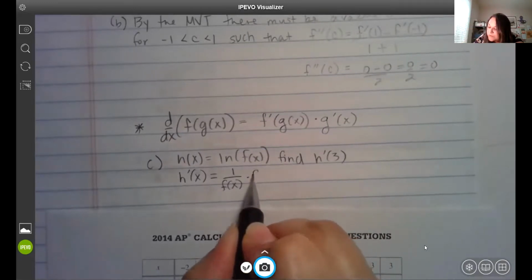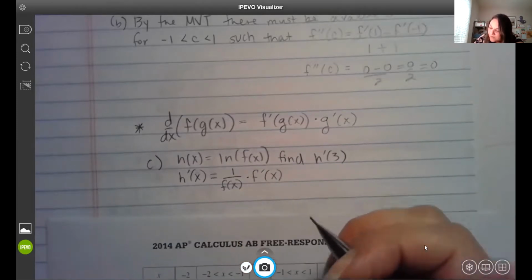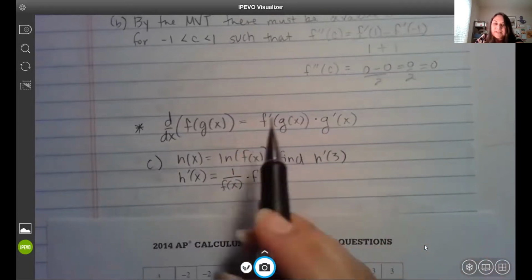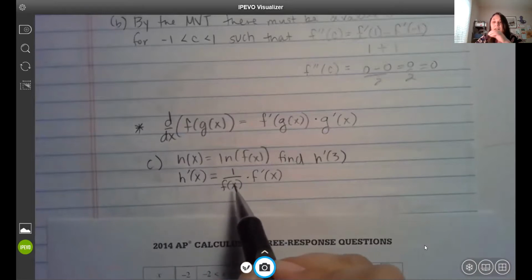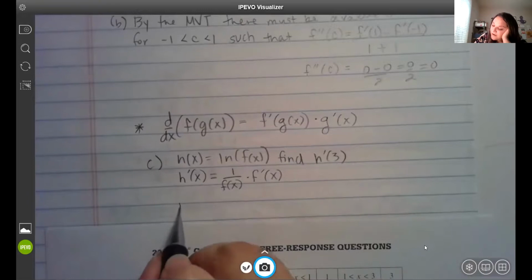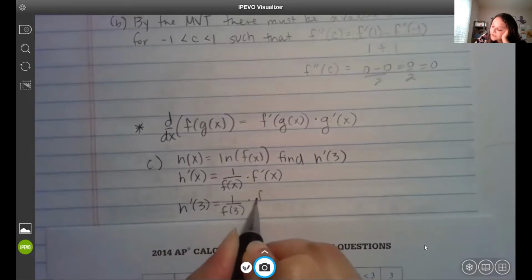And then I have to multiply times the derivative of the inner function. The inner function is f. And so this right here is like f prime of g of x, right? It's the derivative of ln of x, but evaluated at f of x. And now that's when I can give myself a value for the input value is 3.